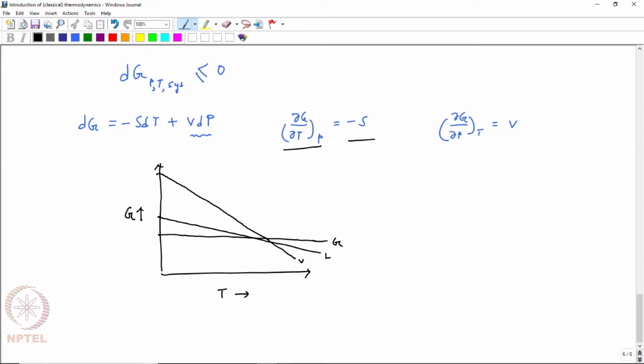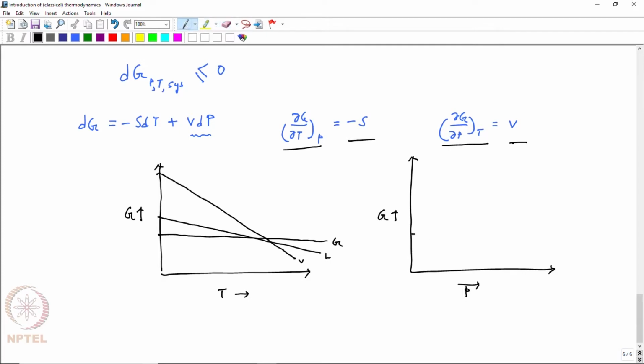And similarly, if we want to study the variation of the Gibbs free energy versus pressure at constant temperature, the slope is equal to the volume. Of course, volume is a positive quantity, so it will increase, but for solids, for example, there will not be much change, so it will be almost flat to the x-axis, something like this. For liquids it will slightly increase, not decrease.